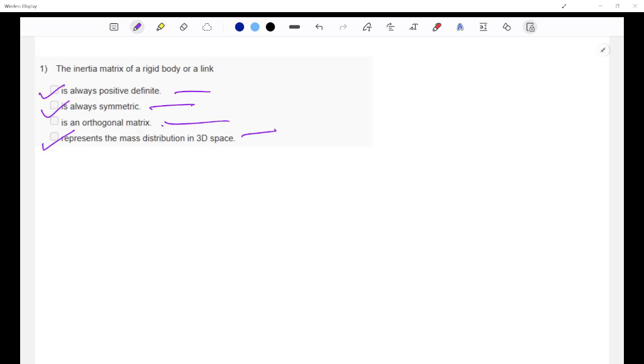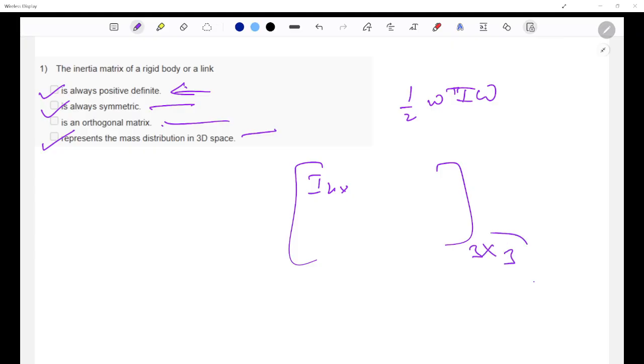Okay, so yes, it is definitely always positive definite, because we write rotational kinetic energy as half omega transpose I omega, right? So energy must always be positive for any non-zero angular velocity. What is the rank of the inertia matrix? All of them have to be defined, Ixx, Iyy, and so on. It is a 3 by 3 matrix, so the rank should be 3.